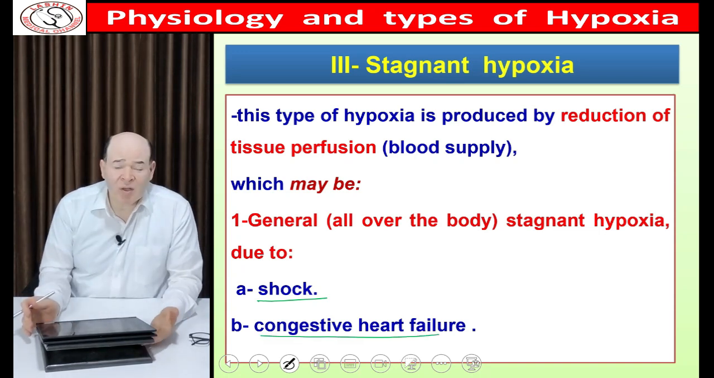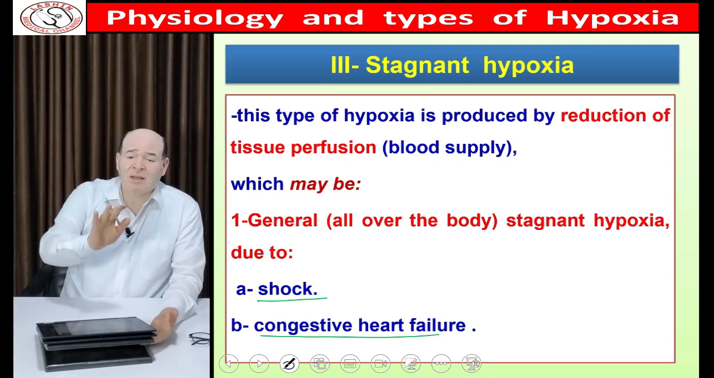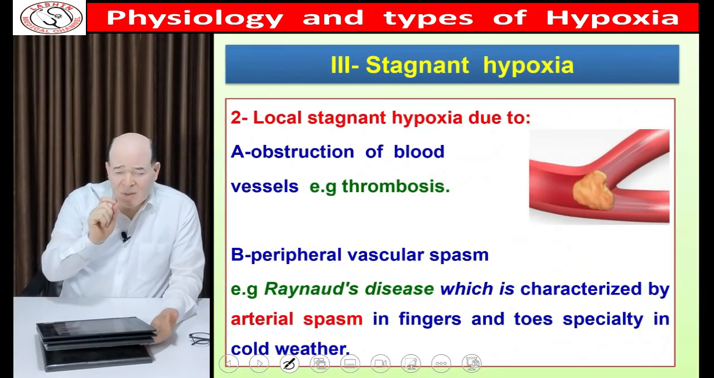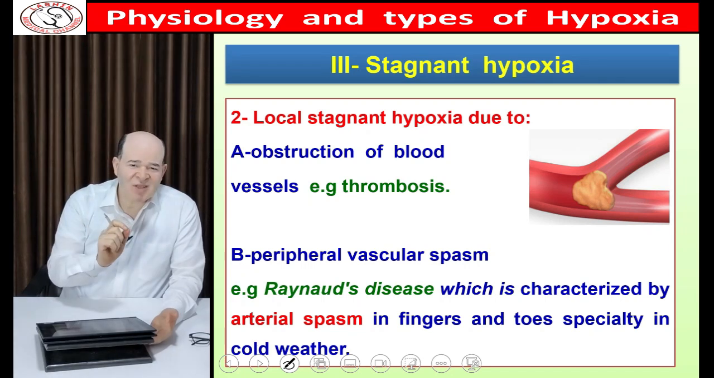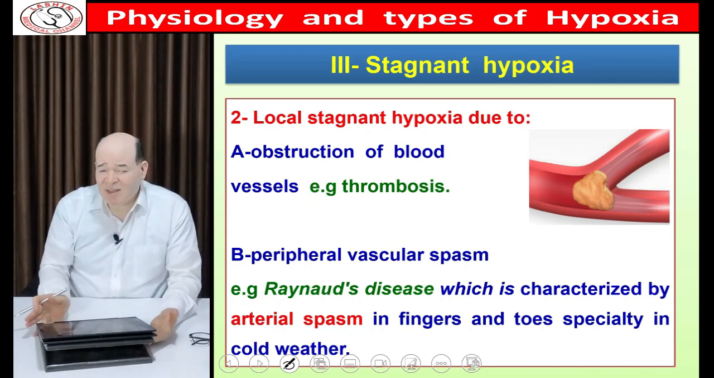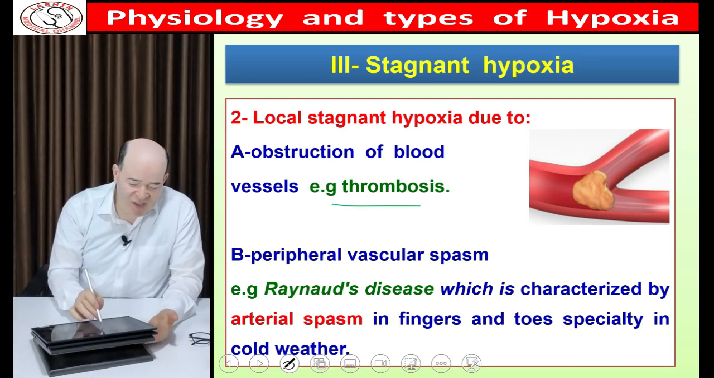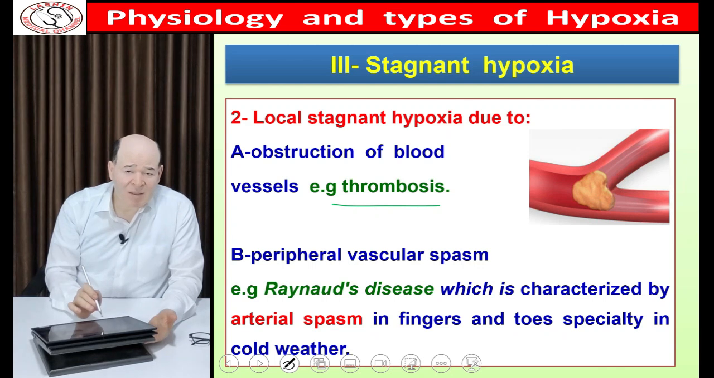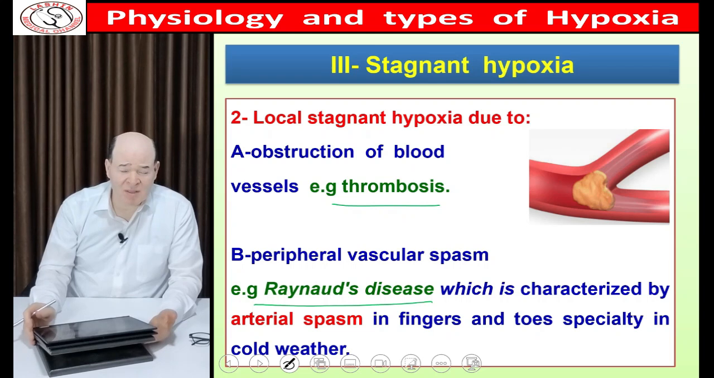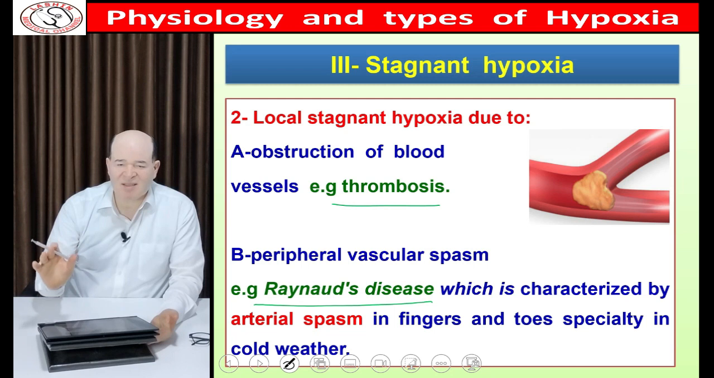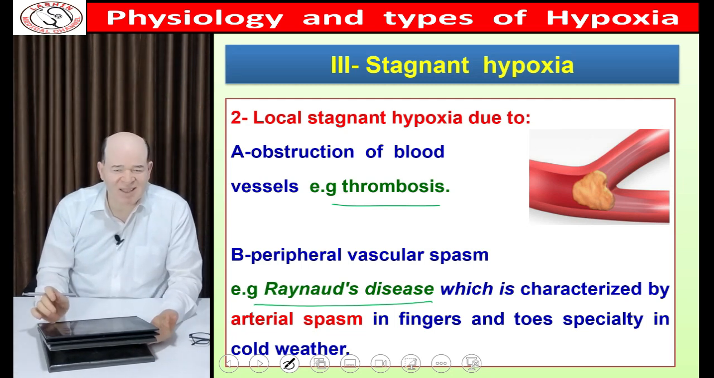In this condition, we call it general stagnant hypoxia because of a general cause that involves all the body. However, in some situations, it may be local. The stagnation process is local, limited to a certain area of the body like one limb. This can occur when there is obstruction by thrombosis or there is marked vascular spasm in the famous Raynaud's disease. In all these conditions, the process of stagnation is limited to a certain area inside the body. So we call it local stagnant hypoxia.